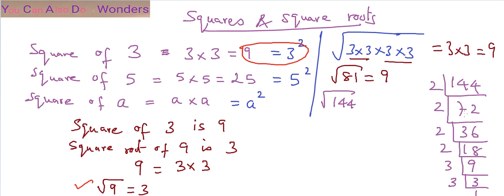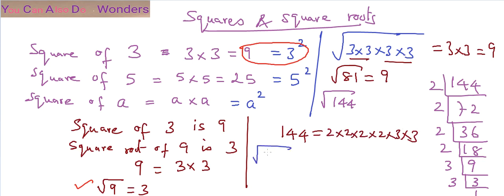So you keep dividing by prime numbers till you get 1. Okay, now so we know 144 is equal to 2 into 2 into 2 into 2 into 3 into 3, correct?